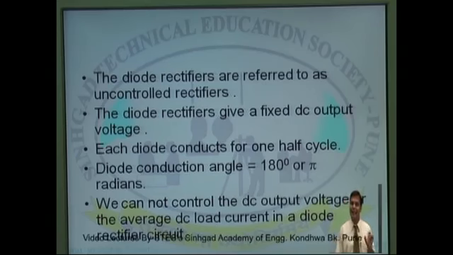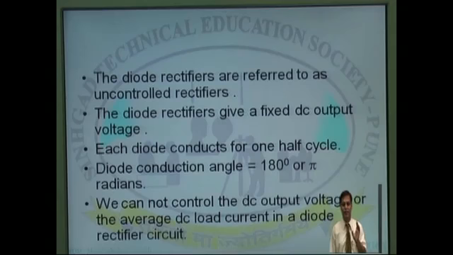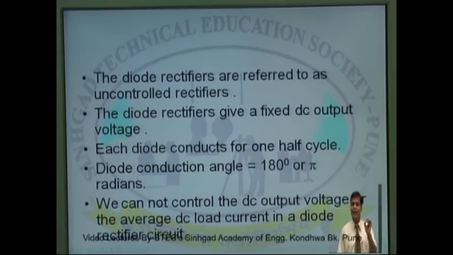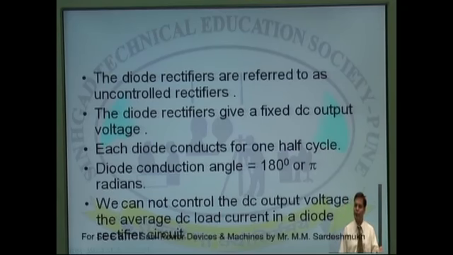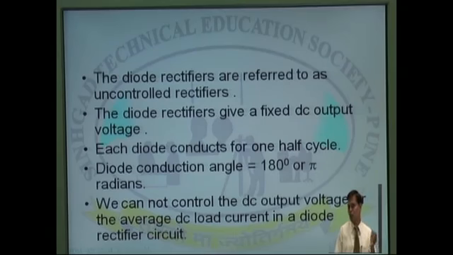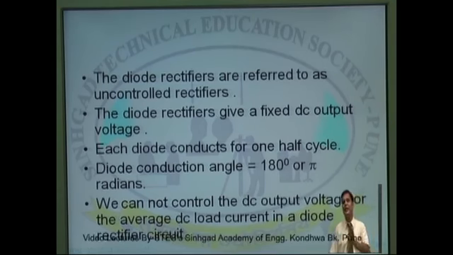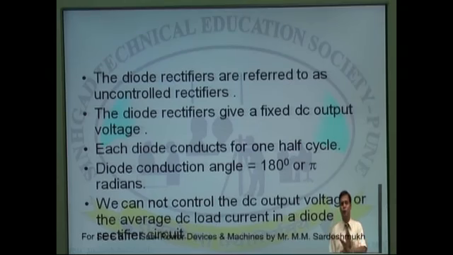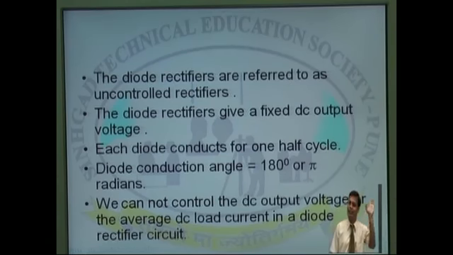So the conduction angle in the case of an uncontrolled rectifier is 180 degrees. So each diode conducts for 180 degrees. In the case of a half wave rectifier, we are using only one diode, so we will get output voltage only for 180 degrees, whereas from 180 degrees to 360 degrees, that is from pi to 2 pi, the output voltage will be 0. That is again something you had studied.